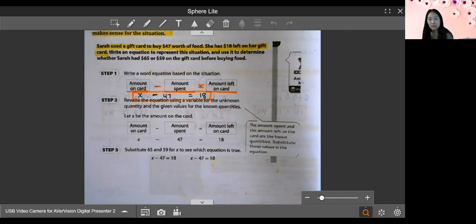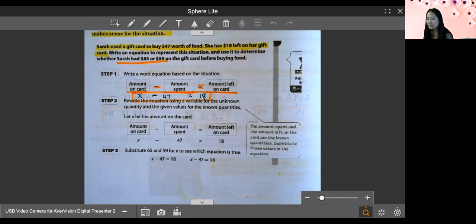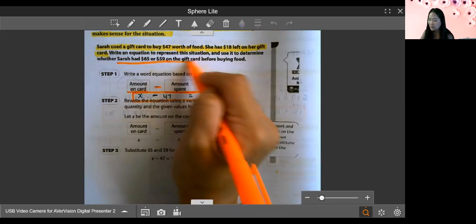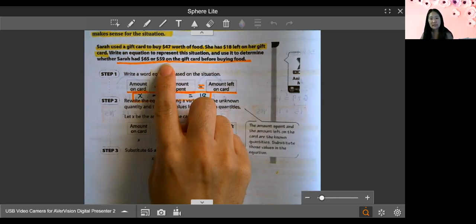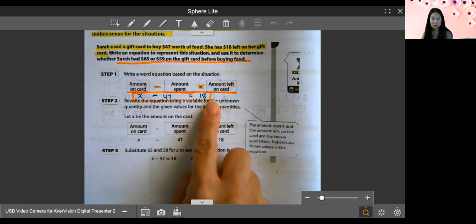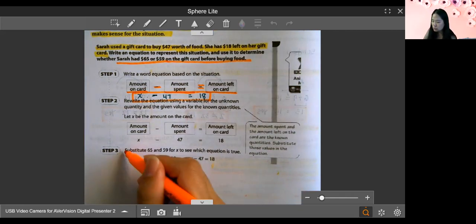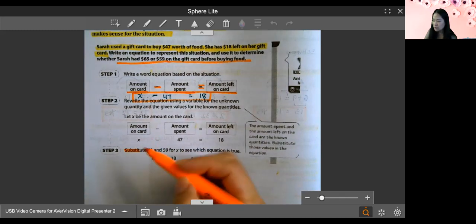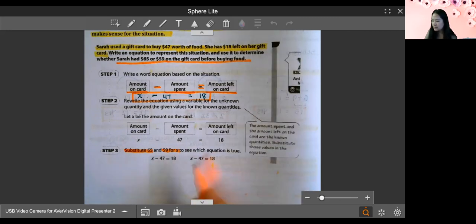Now we're going to do this second part right here. Determine whether Sarah had 65 or 59 on the gift card before buying the food. So that's basically asking you, between 65 and 59, which one is the correct value of X that makes this equation true? So what we need to do is two math problems in which we substitute 65 and 59 for X and then see which equation is true, okay?